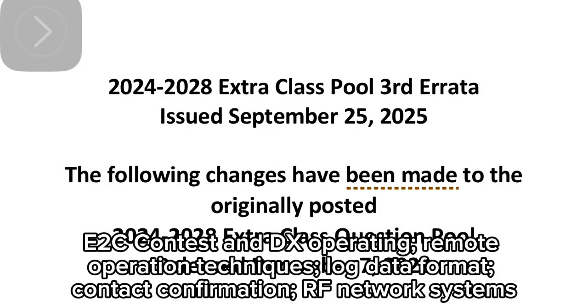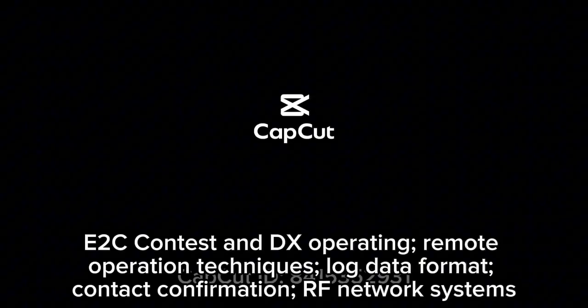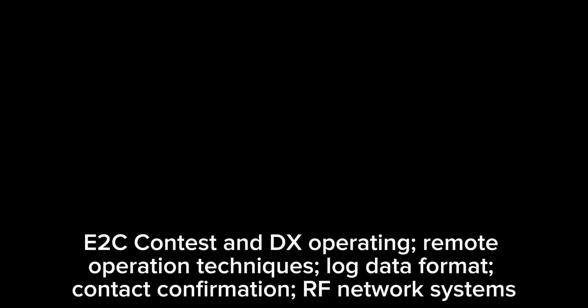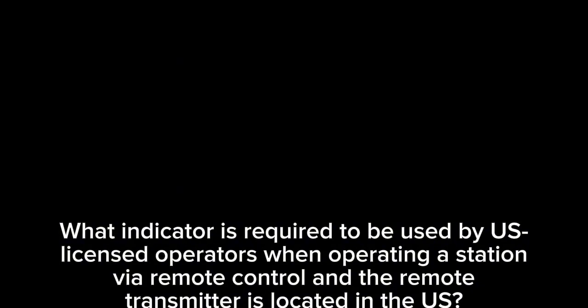E2C contest and DX operating, remote operation techniques, log data format, contact confirmation, RF network systems. Question E2D: What indicator is required to be used by U.S. licensed operators when operating a station via remote control and the remote transmitter is located in the U.S.? D. No additional indicator is required.